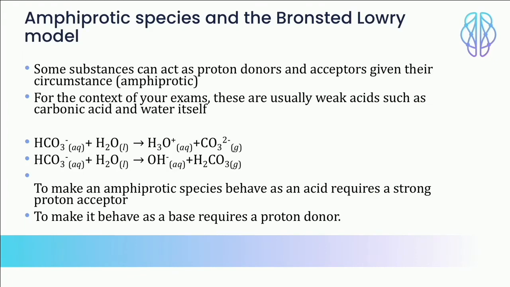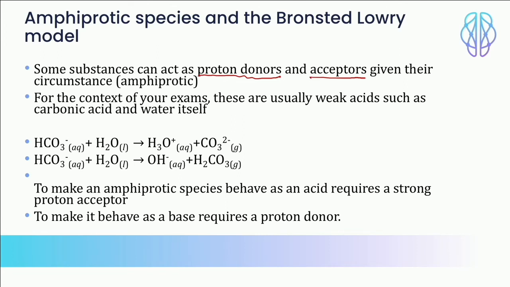So far, you've learned what a Bronsted-Lowry acid is, what a Bronsted-Lowry base is, the difference between conjugate acids and bases. Now, it's important for you to understand amphiprotic species. These are substances that can act as both proton donors and acceptors. Another way of saying this is that an amphiprotic species is something that can act as both a Bronsted-Lowry acid, so the proton donor aspect, and a Bronsted-Lowry base, the proton acceptor part of this.